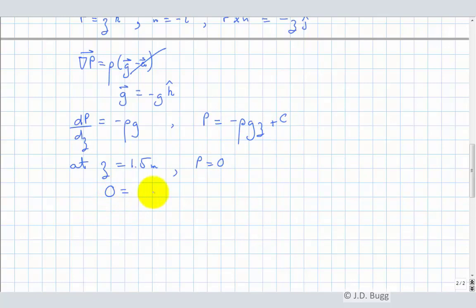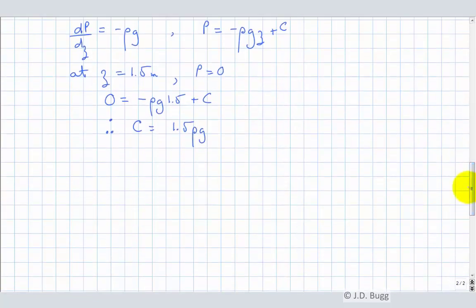So 0 equals minus rho g, and I'm going to put this number right in there, 1.5 plus c. Therefore, c is equal to 1.5 rho g, and this 1.5 is in meters. So we'll keep everything in basic units here. So our expression for pressure, we can go back and rewrite it with this c in it. So P equals rho g times (1.5 minus z). So that's our equation that gives us pressure as a function of z.